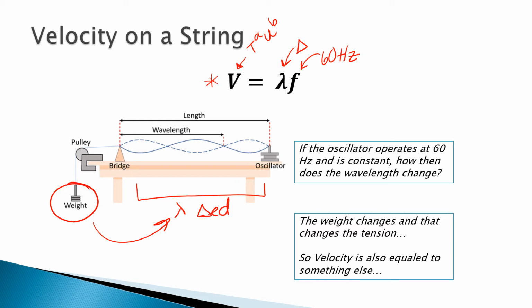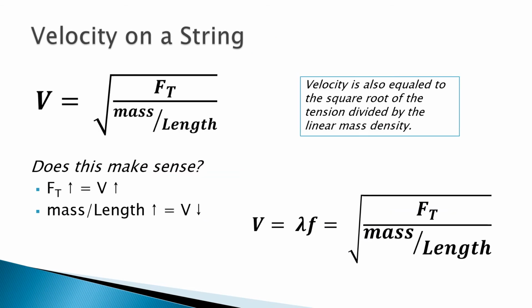So what does it equal? And hopefully your results demonstrated it. Well, the velocity equals the square root of the force of tension over the linear mass density. So let's see if this made sense. As we increased the tension, added more mass, the velocity increased. Maybe that makes sense. The linear mass density increased, the velocity would decrease.